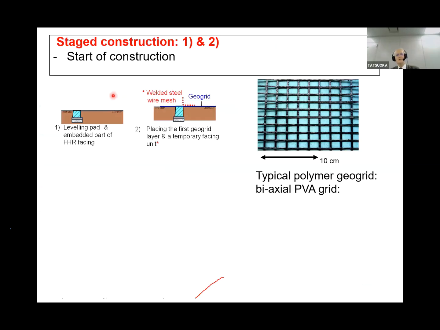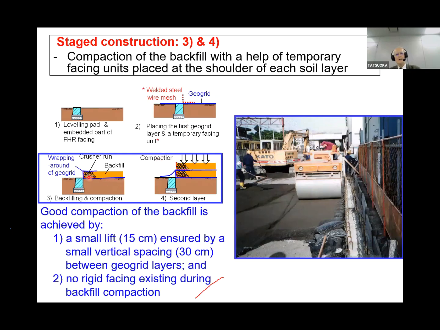This is a detail of this construction. First is the leveling part and the embedded part of full height rigid facing is constructed. Then placing a temporary facing. This is welded steel wire mesh in this case. Then the first layer of soil is placed and compacted like this, and this is repeated to complete the wall.